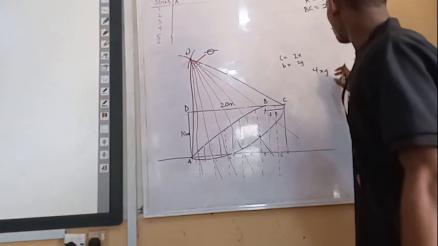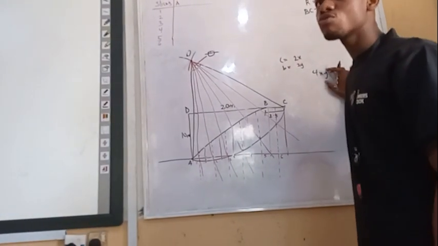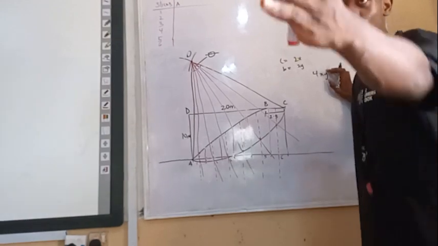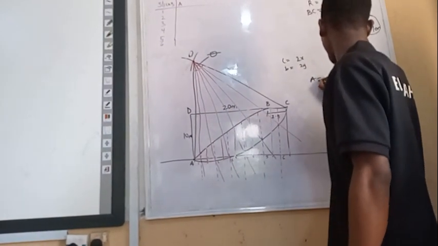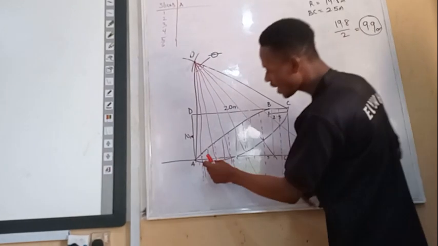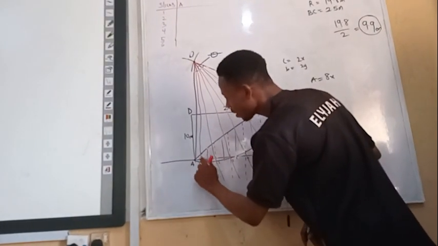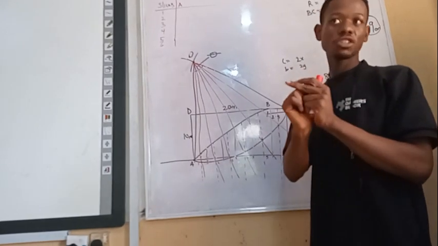4xy. But we already know that our y is equal to 2. So that's why the area is now 8x. That's 8 multiplied by whatever we have here. That's just a simple trick to it.